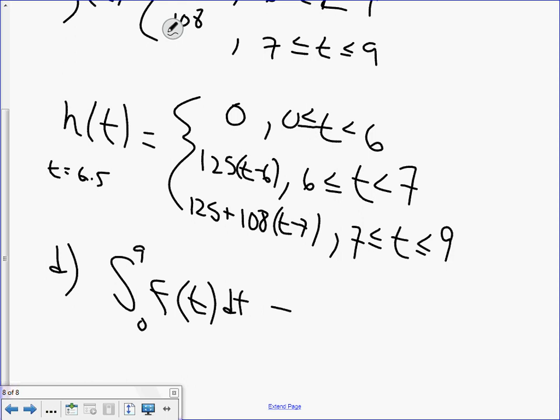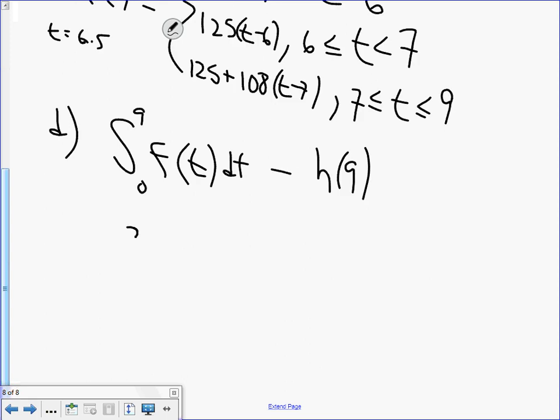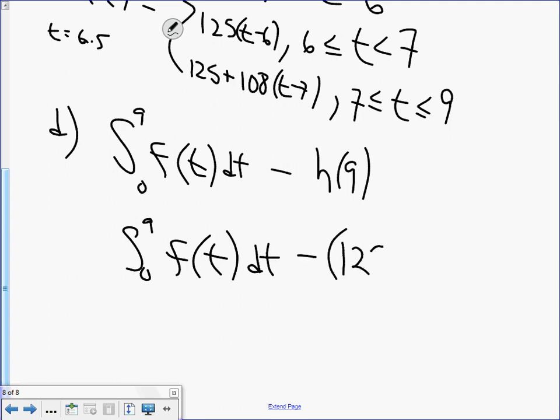Yeah, you just subtract. We just came up with a piecewise function for the total amount of snow that was shoveled at any time. We want to know how much was shoveled at time. So it'll be minus h of 9, which is what you guys are telling me. I'm just going to write that out here. So this we'll have to go to the calculator for. But then the other part will just be 125 plus 108 times 9 minus 7.